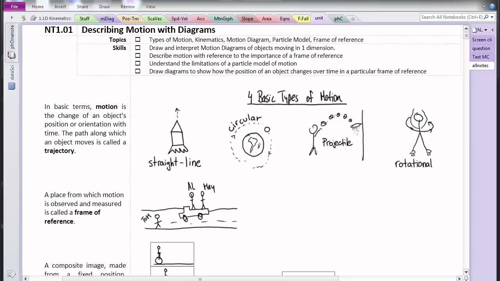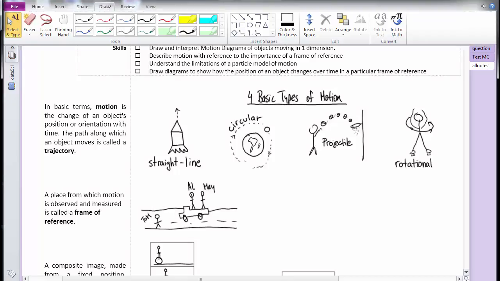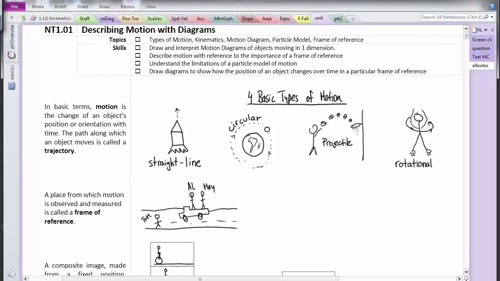In this cast, we're going to be looking at the different types of motion, as well as how to describe it using visual motion diagrams. So there's four basic types of motion. Of course, any one type of motion has a combination of these, okay?